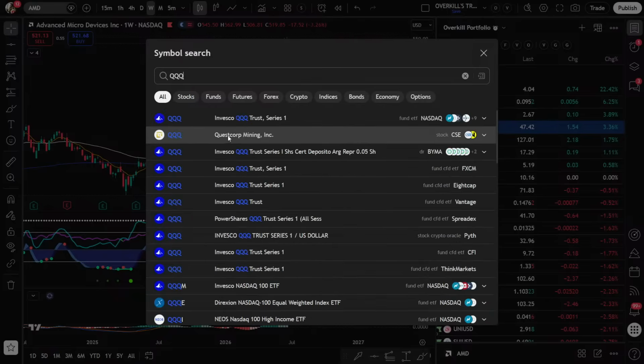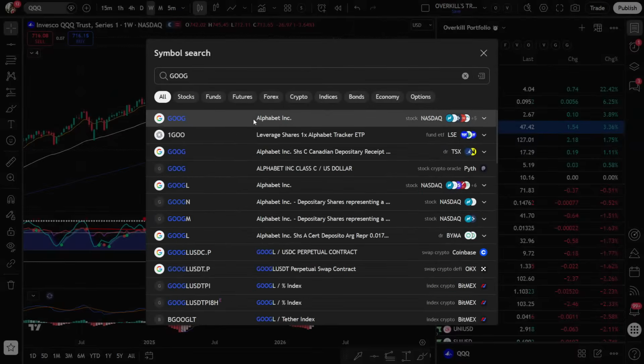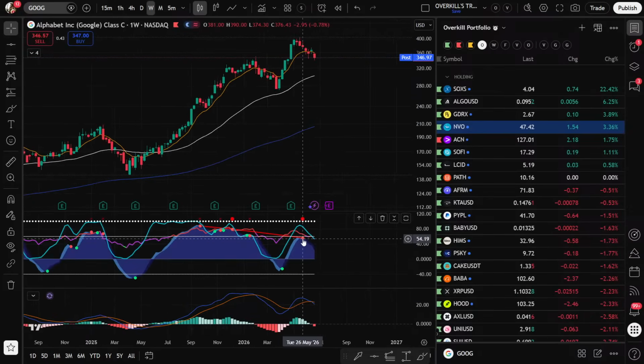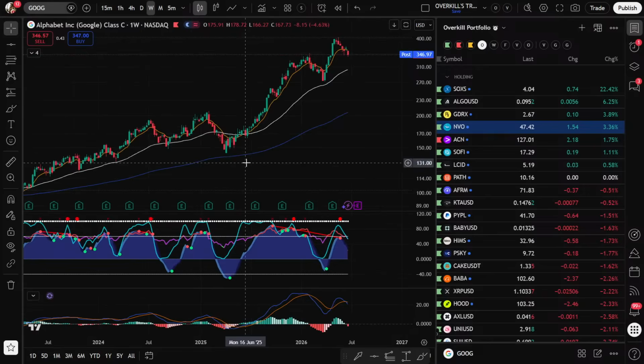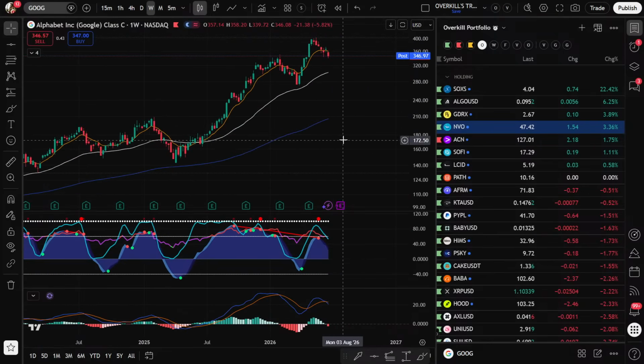So QQQ, I would not be taking any longs on any of these big tech names, right? Google's cracking. We had the sell signal from Google. It looks like last month, that was a month ago at 380, 390. And it's coming down. So everything looks like it wants to retrace back into the 4-year. That's not going to happen overnight, but it's going to be a drawn-out process.